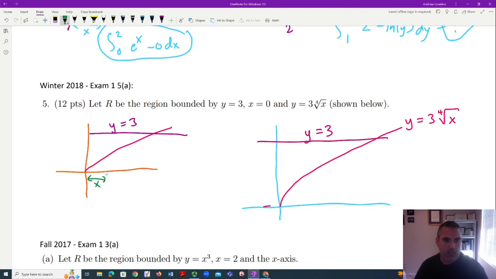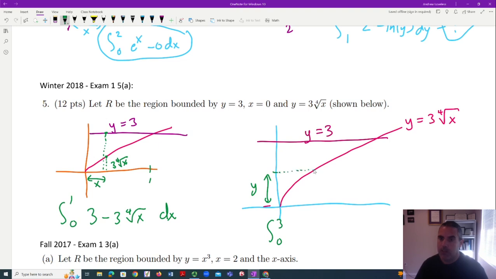So if this is x, and you walk out, the first thing you encounter is the fourth root of x. And if you walk all the way out, it's 3. So if you were doing this to find the area, you would say 0. You'd have to find the intersection. Looks like this is 1. 0 to 1 of 3 minus the fourth root of x. Done. If you want to do it in terms of y, which is perfectly fine, you would do the integral from 0 to 3. And I would say, if I give you a 3, how far is it to there? And so now we got to rearrange. We would need to solve. So we would have to divide both sides by 3.